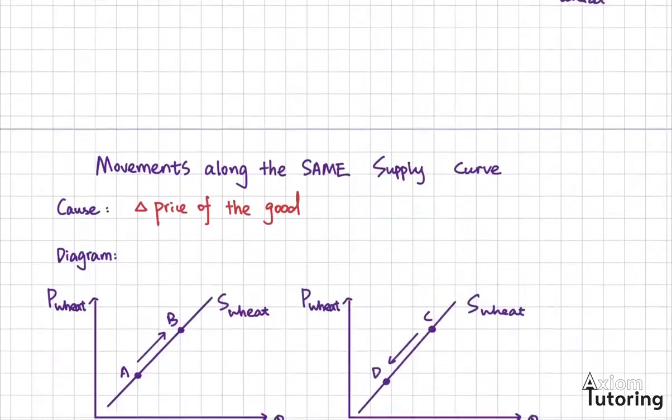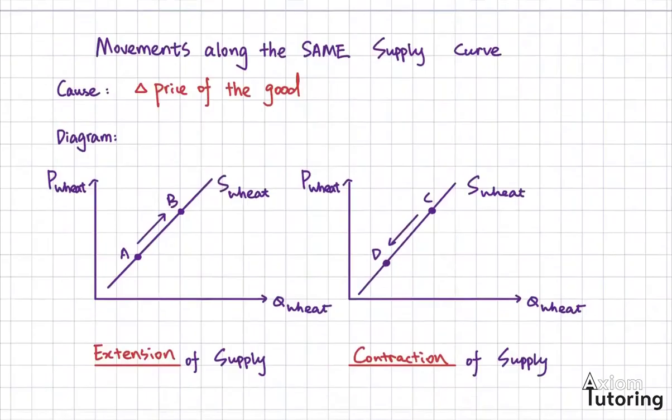Now let's look at the movement along the same supply curve, which can only be caused by a change in the price of the good itself. When price rises, there is an extension of supply. Quantity supplied increases. When price falls, quantity supplied decreases. There is a contraction of the supply curve. In both cases, the curve itself does not move.